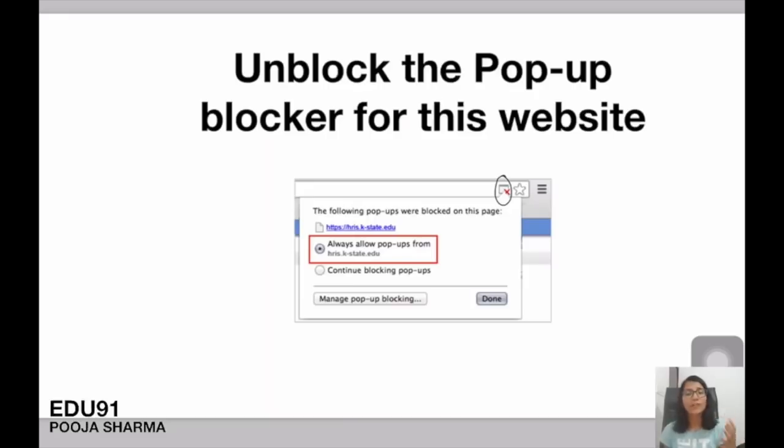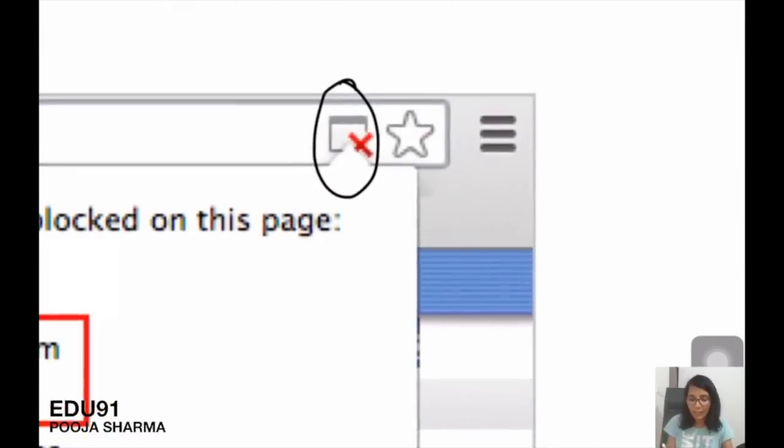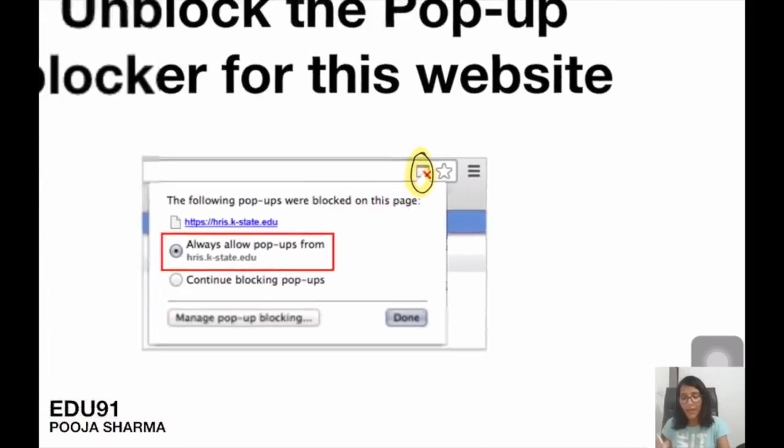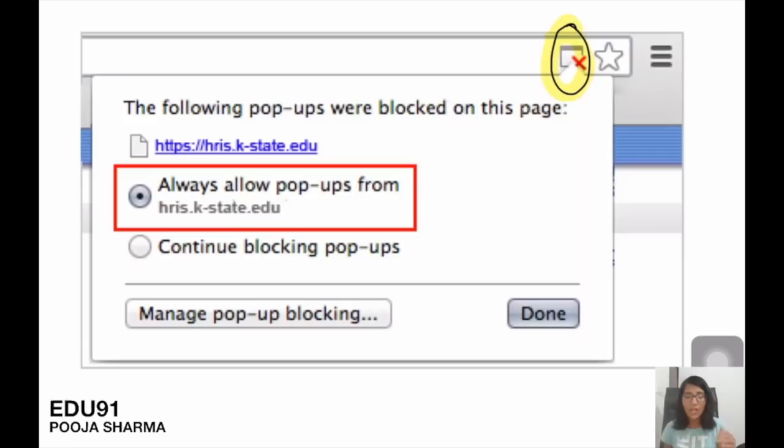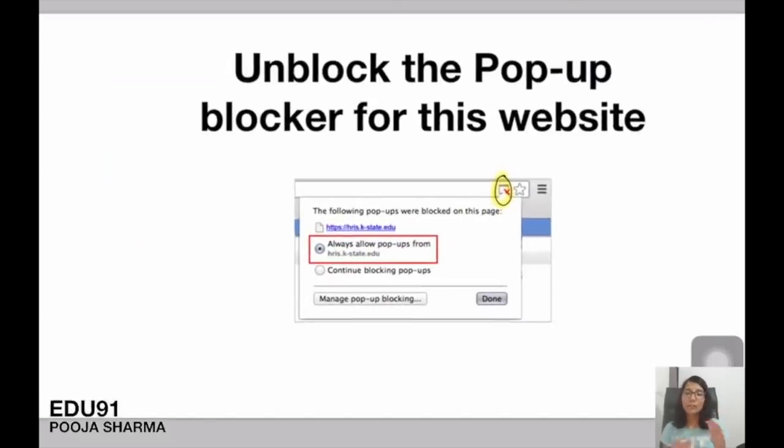Also make sure that you've unblocked the pop-up blocker for this website. It might happen that whenever the pop-up is trying to open up, it's not opening up because the pop-up blocker might be on. In that case, you have to just click on this small button, and when you click on this, a dialog box will appear which will be similar to this. You'll have a lot of options where you can continue to block the pop-ups or you can allow the pop-ups from this website. So you have to click on always allow pop-ups from this website and then click on done, and that's all. You'll be done. You can save the file or you can just directly take a print out.